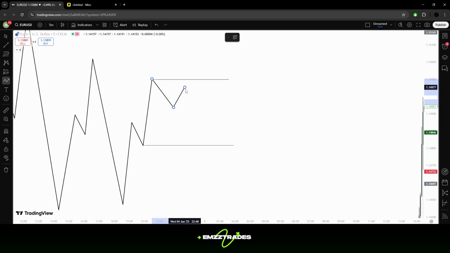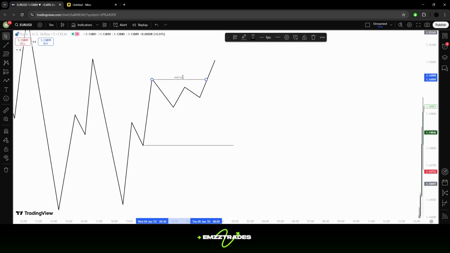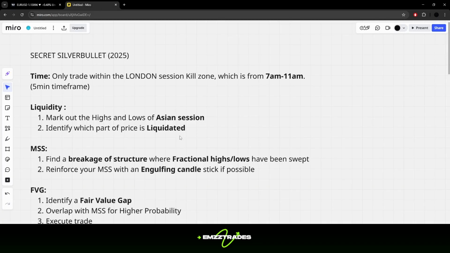Let's say the highs get swept first, right? So the highs get swept first, and it gives us a movement like this, which means we're going to be marking this out as our liquidity point. So as soon as you can see here, this is going to be my liquidity right there. Asian session's liquidity has just been swept, just like I said here. And as soon as the liquidity gets swept, what we need to do next is find a breakage of structure where fractional highs/lows have completely been swept, and then we can reinforce our market structure shift with an engulfing candlestick if it's possible.